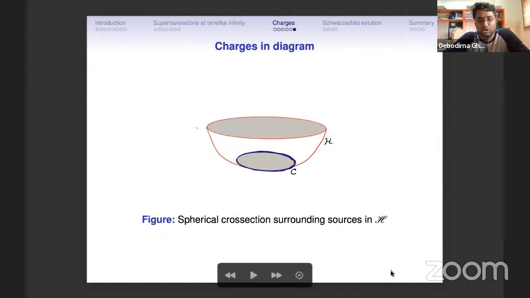Okay, so to understand what cross sections we are taking, I draw this diagram. Here one can see that this curly H is the Euclidean AdS3 hyperboloid, and the spherical cross section C is denoted by this circle C. This is embedded in the hyperboloid, and it encloses the sources at time-like infinity.